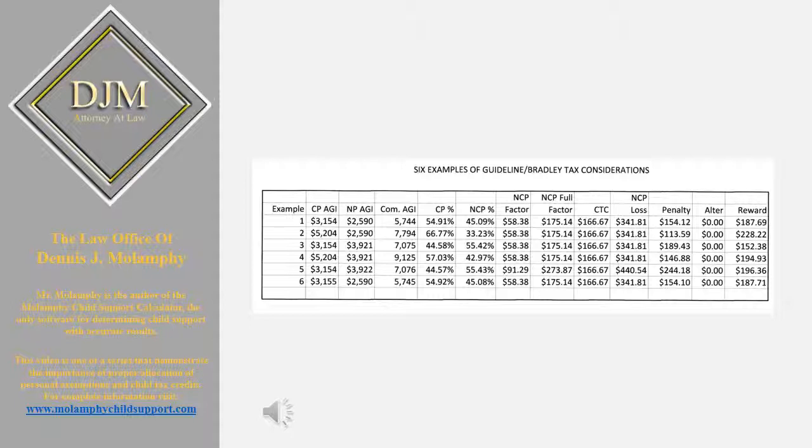Compare the 3rd entry to the 5th entry. A $1 increase in the non-custodial parent's income increases the loss of child support from $189.43 to $244.18 when the custodial parent keeps, and increases the gain of child support from $152.38 to $196.26 when the custodial parent transfers. A pretty powerful dollar bill.